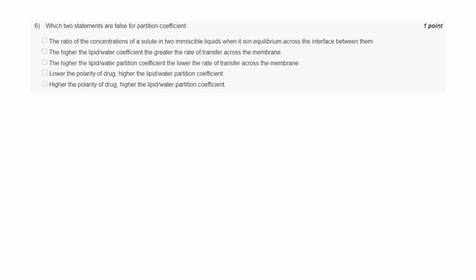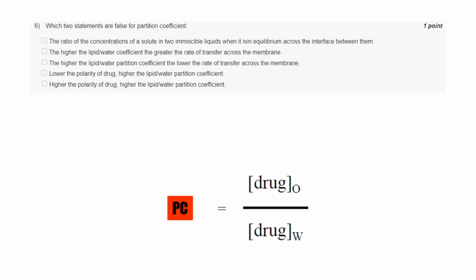And option 2. Yeah, so option 2 is right. So let's look at partition coefficient again. As I said, the drugs whose partition coefficient is higher are more hydrophobic in nature. As a result, they'll have low polarity. So this fourth option, we want to see which of the statements are false. Lower the polarity of drug, higher the lipid water partition coefficient, which is false, because if you have a higher partition coefficient, naturally your drug is going to be non-polar. That is, it's going to have lower polarity.